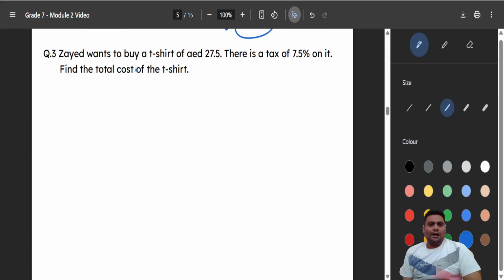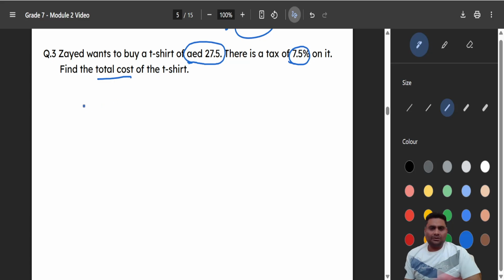Zayed wants to buy a t-shirt of dirham 27.5. What is the price of the t-shirt? 27.5. And there is a tax of 7.5% on it. So we have to find the total cost of the t-shirt. For the total cost, I need the price of the t-shirt plus the tax.